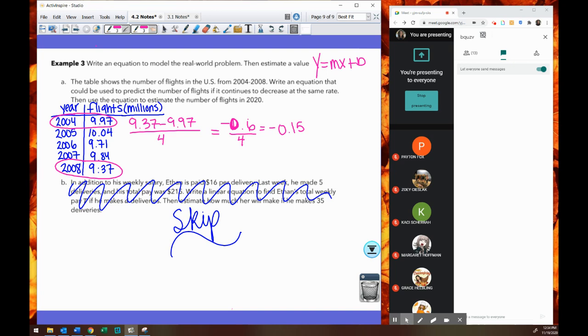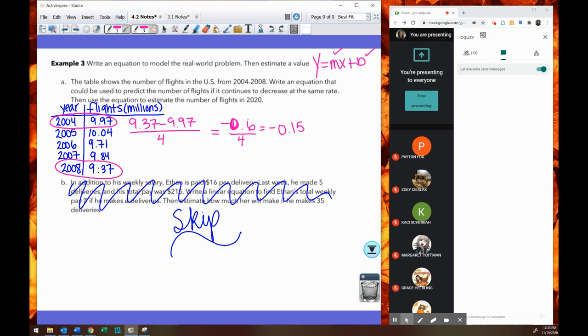We pulled out the coordinate points. I found the vertical change, I found the horizontal change. We're modeling an equation. I already found my slope. So now all we have left to do is figure out what that y-intercept is. So we can find our y-intercept here.